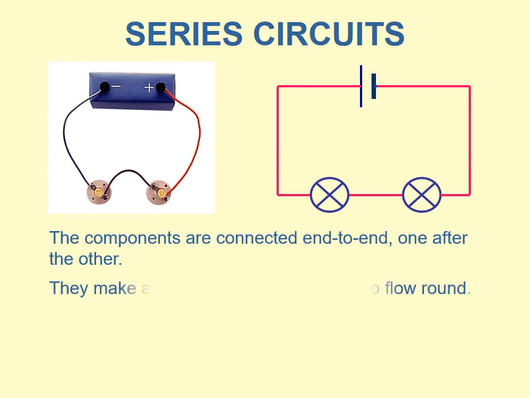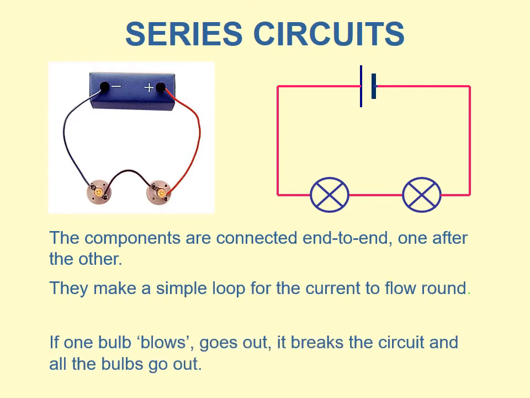In a series circuit, the components are connected end to end, one after the other. Remember, the components can be bulbs. So here we've got two bulbs connected one after the other. They make a simple loop for the current to flow around. Now the issue with that is if one bulb blows, which means it goes out, that creates a break in the circuit, and we know if there's a break in the circuit, the current can't flow. The current needs a complete circuit, so all the bulbs go out.